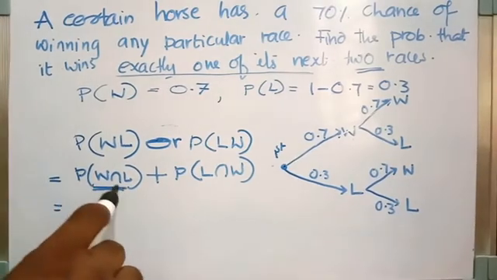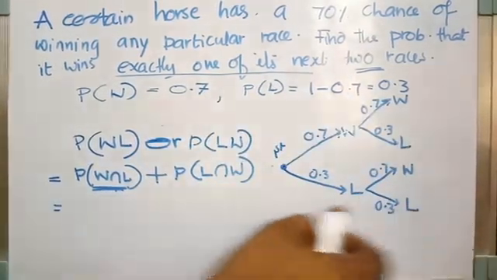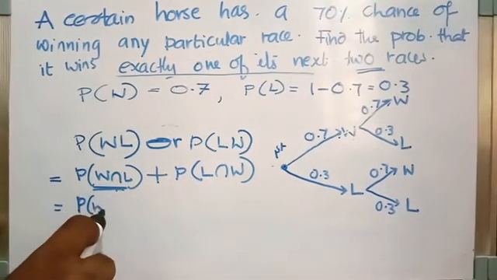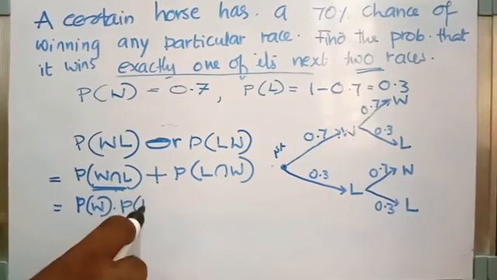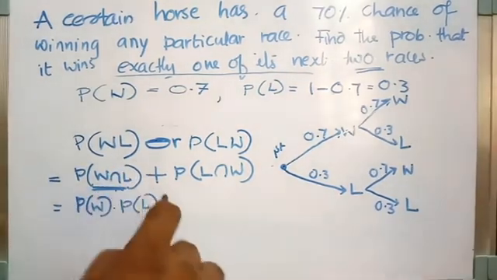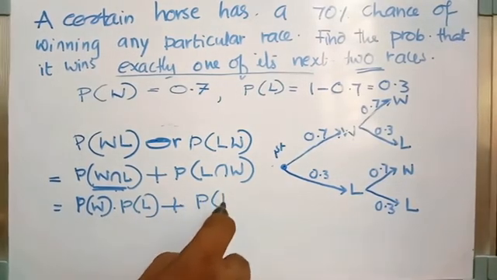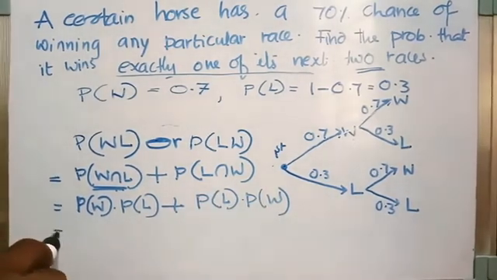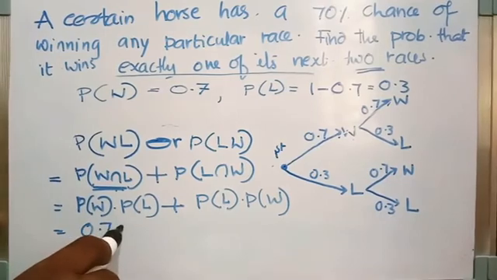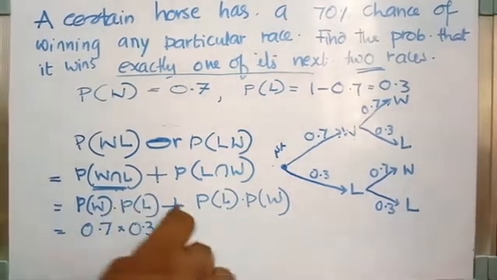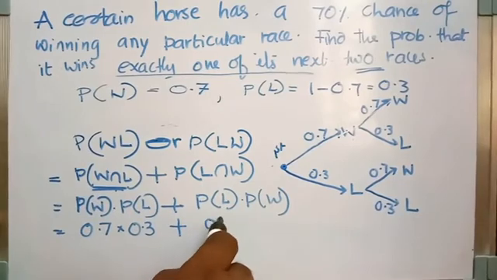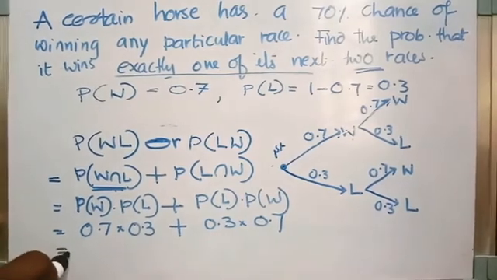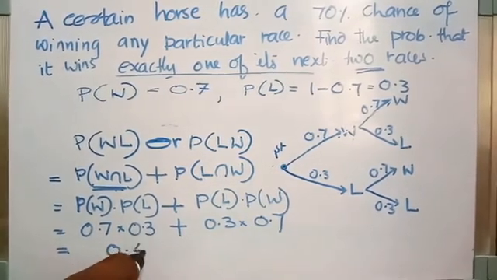You can find this answer directly here itself, but to show you, probability of win and lose is probability of win multiplied by probability of loss, plus probability of loss multiplied by probability of win. That's equal to 0.7 times 0.3 plus 0.3 times 0.7. Do the calculation, we get the result as 0.42.